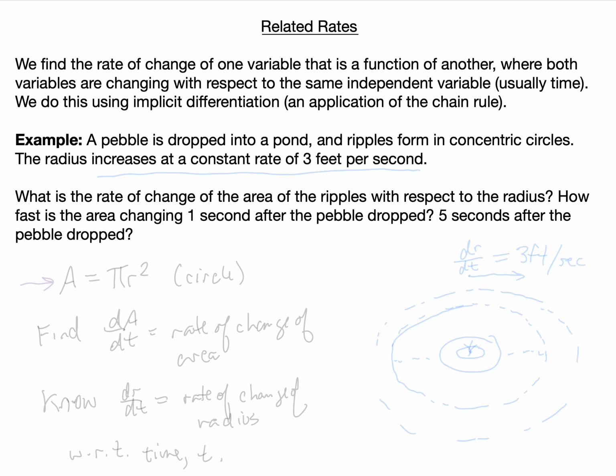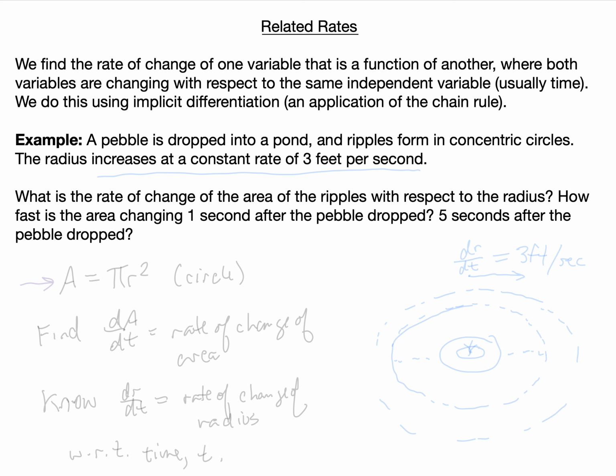In this video, we're going to talk about related rates. For related rates, we find the rate of change of one variable that is a function of another, where both variables are changing with respect to the same independent variable. Usually that independent variable is time. We do this using implicit differentiation, which you may recall is an application of the chain rule.